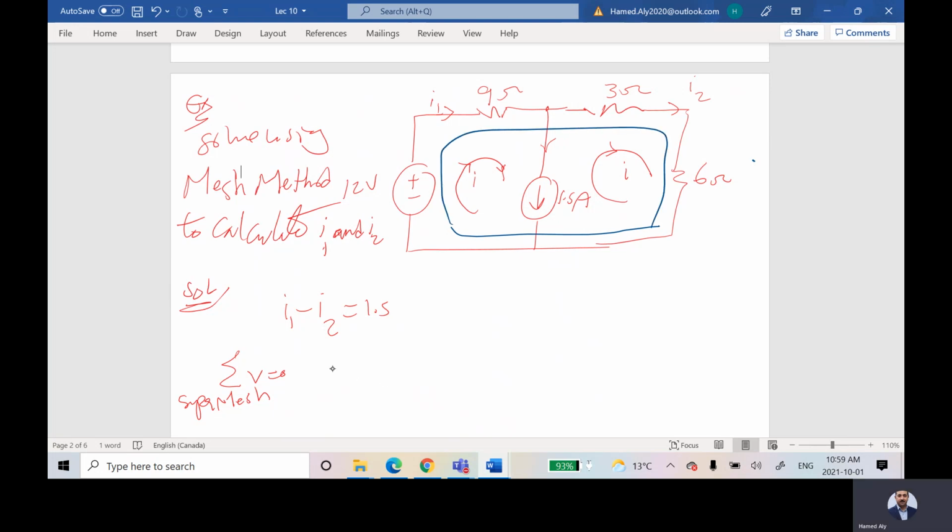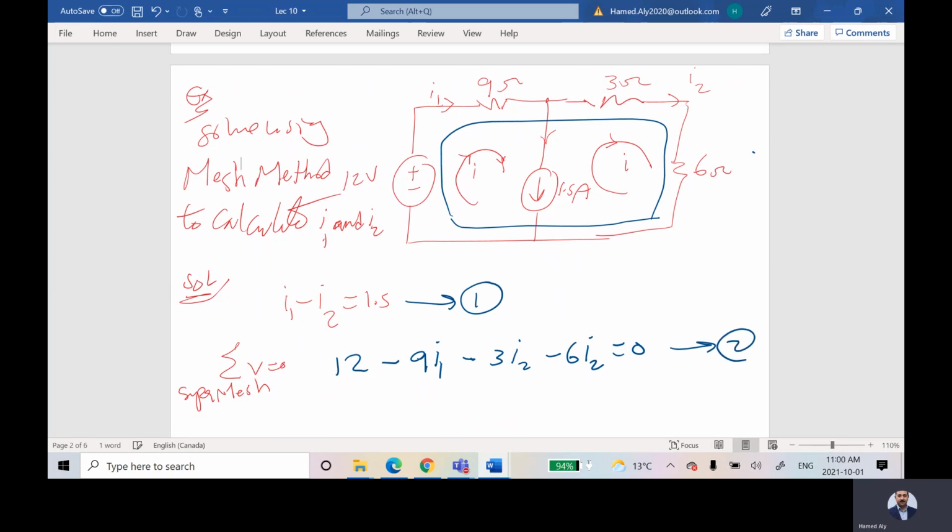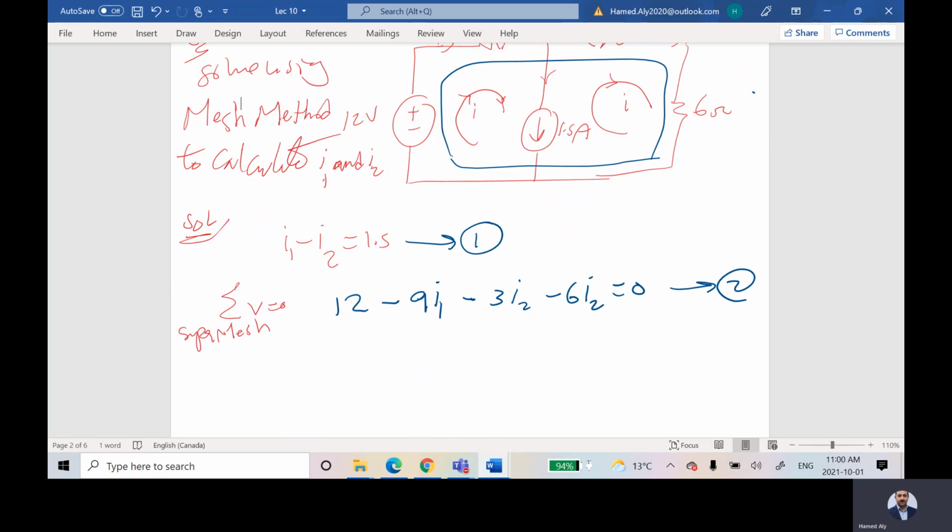So I can say 12 minus 9i1 minus 3i2 minus 6i2 should be equal to 0. Then I have this equation 1 and I have this equation 2. I will solve these two equations together.